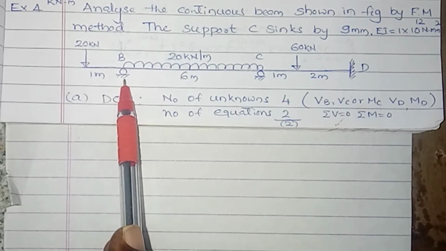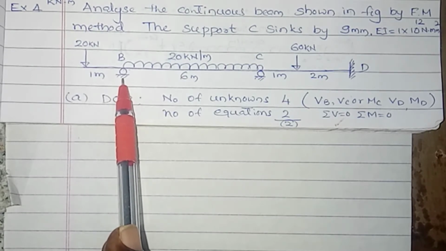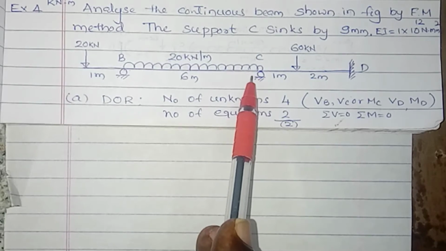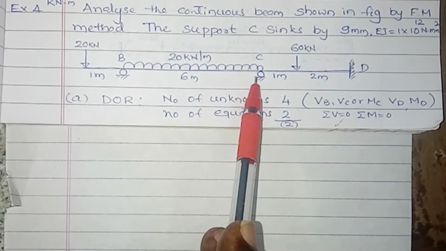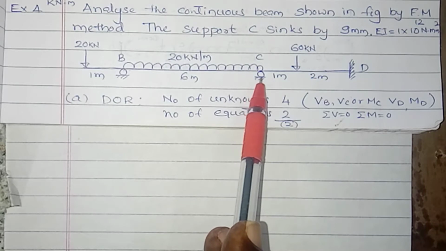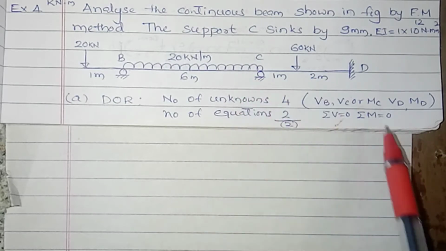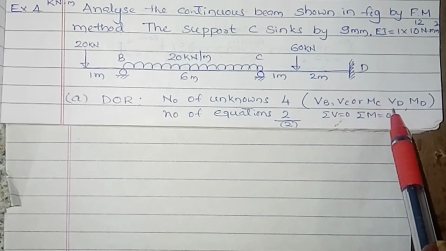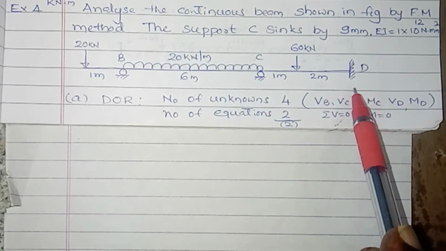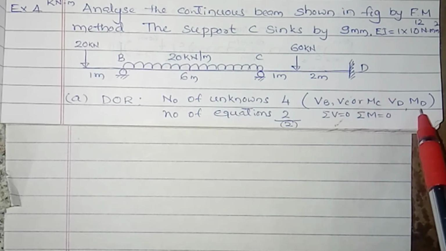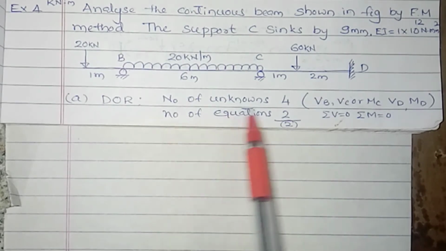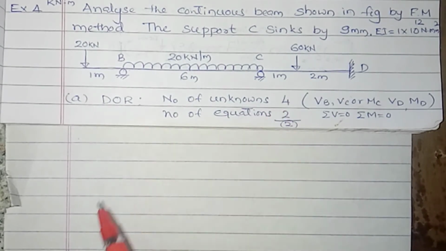Here the support is a roller, so the reaction developed is only one, that is RB or VB. Then at C there is a support reaction normal to the direction of the roller, or MC is another reaction. At D there are two reaction components, one is the vertical reaction component, one is the moment at D. Then the total number of unknowns is 4.